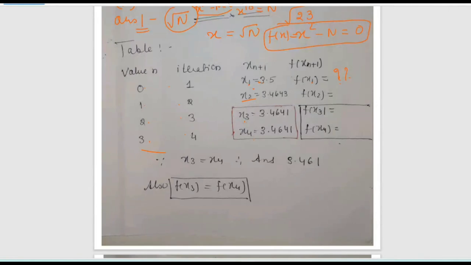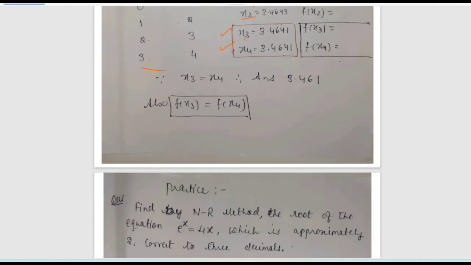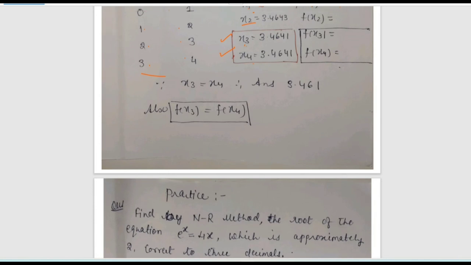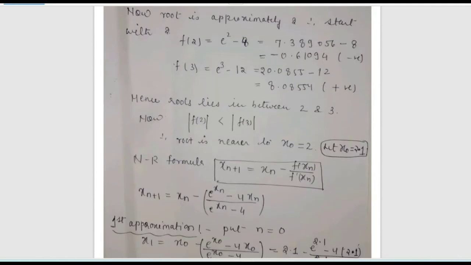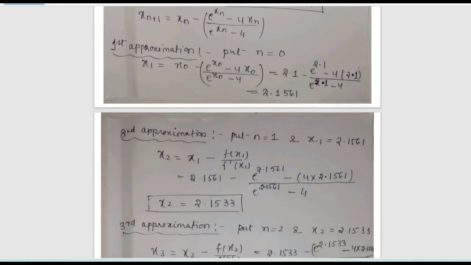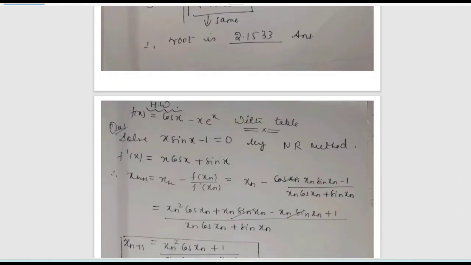But since x3 and x4 are matching, you will stop here and write the answer of this problem by the tabular method of NR. So there are many questions we can practice, like this is also a transcendental equation. So this is a transcendental equation, and we are just making the formula for that and then solving for the answer.